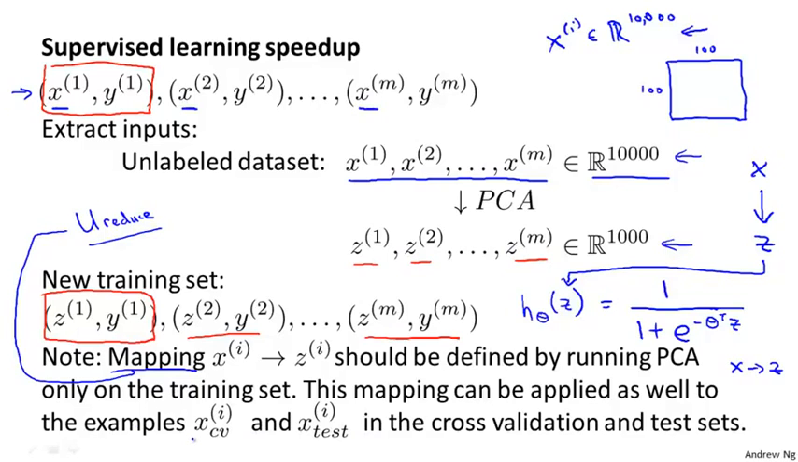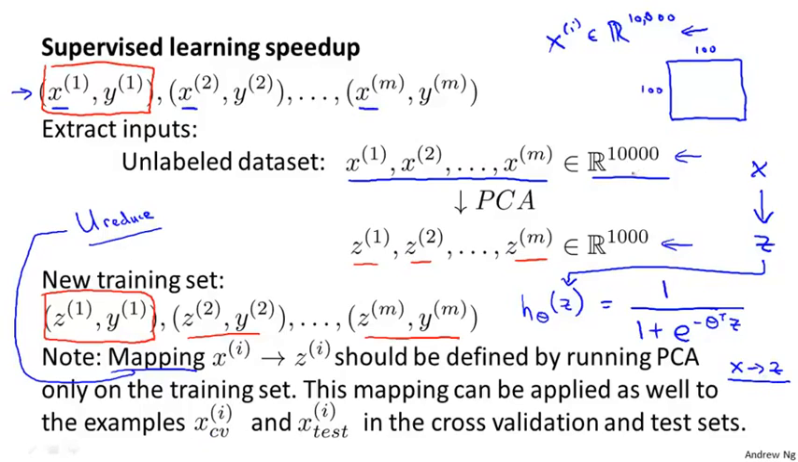Okay, but so just to summarize, when you're running PCA, run your PCA only on the training set portion of your data, not the cross-validation set or the test portion of your data, and that defines the mapping from X to Z, and you can then apply that mapping to your cross-validation set and your test set.